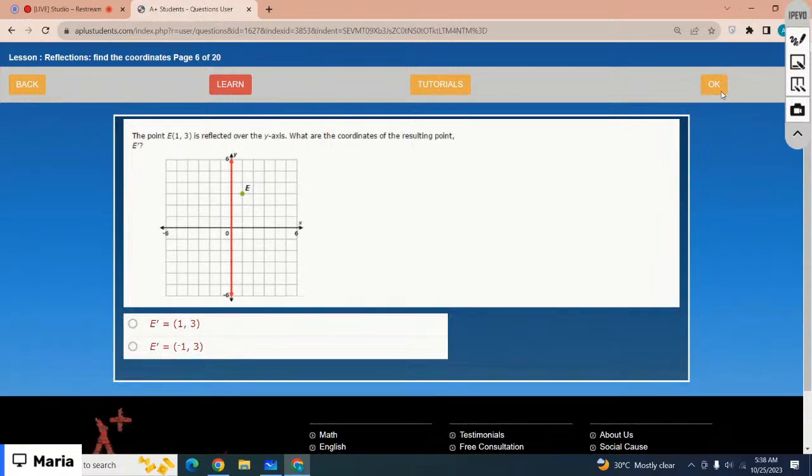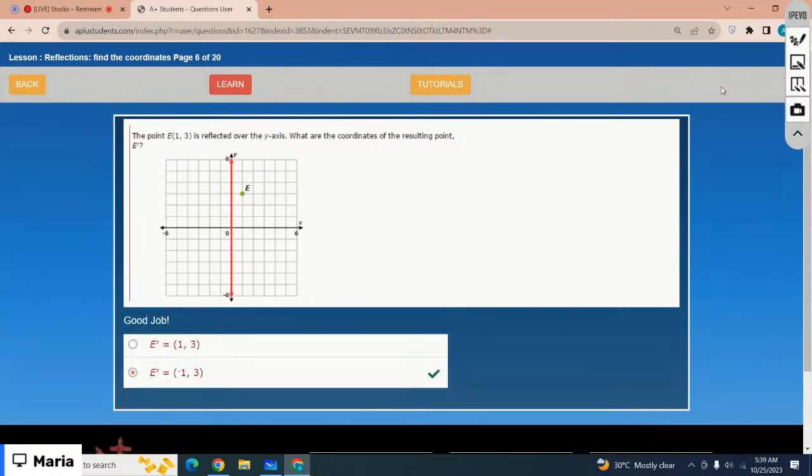The point E (1, 3) is reflected over the y-axis. What are the coordinates of the resulting point? It is negative 1 and 3. Option 2 is the correct option, not 1.